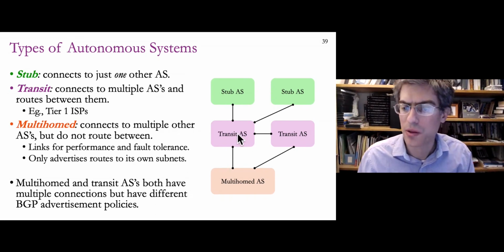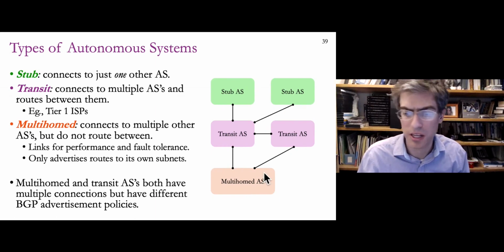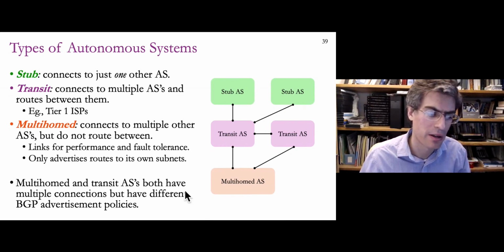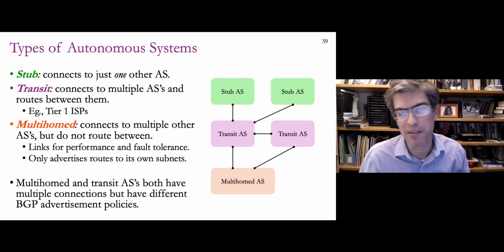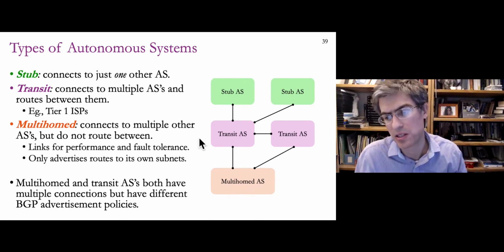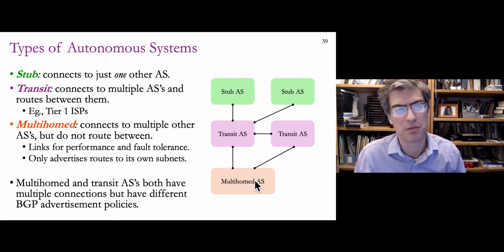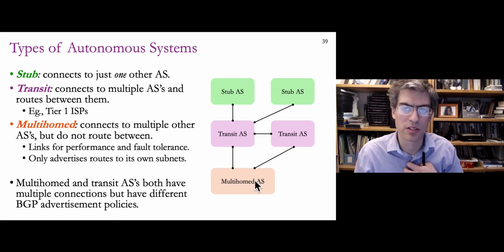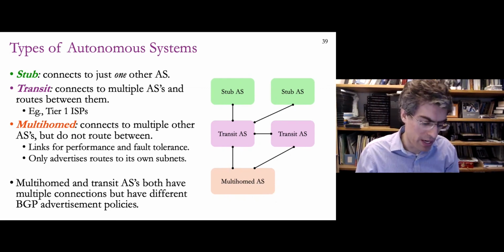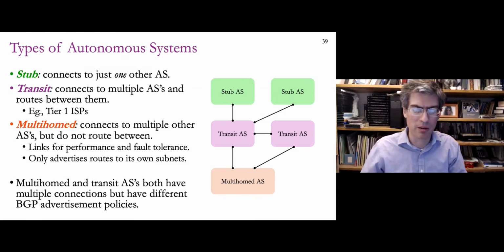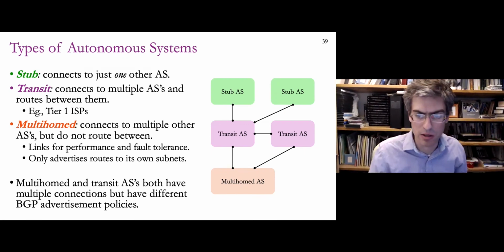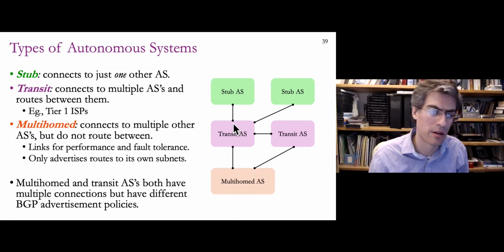So both the transit and multi-homed ASs have multiple connections, but they differ in their BGP advertisement policies. The transit ASs give complete advertisements, while the multi-homed ASs give advertisements only about their own IP addresses, so that they're not in the business of forwarding traffic that comes in and then leaves. Okay, the transit ASs do just that.